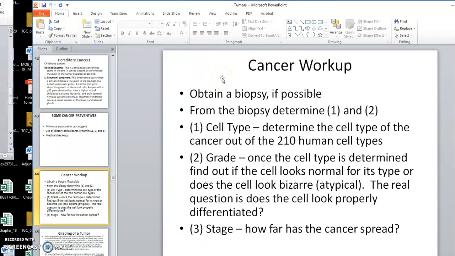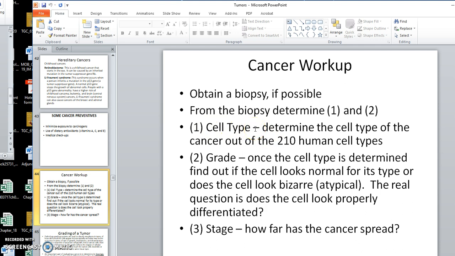Once it's found to be malignant, then we want to find the cell type, the grade, and the stage. These three things. Why? Because that's how we determine the treatment. Treatment is determined by this. Okay, you had 210 different cell types, but we want to know what is the cell type.